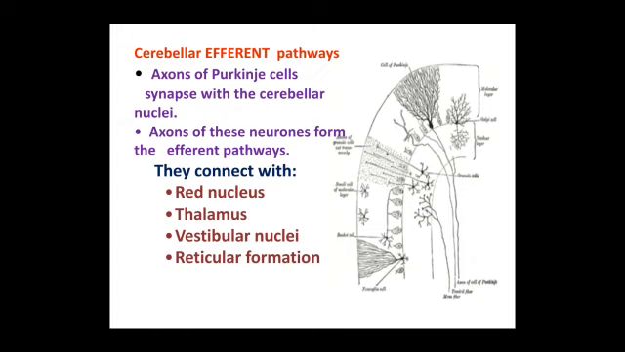So main efferent pathways are axons of Purkinje cells, which synapse with the cerebellar nuclei. Axons of these neurons form the efferent pathways. They connect to the red nucleus, thalamus, vestibular nuclei and reticular formation.